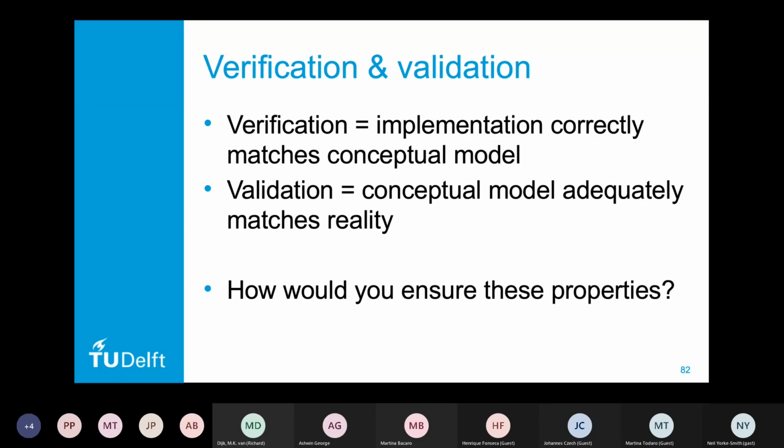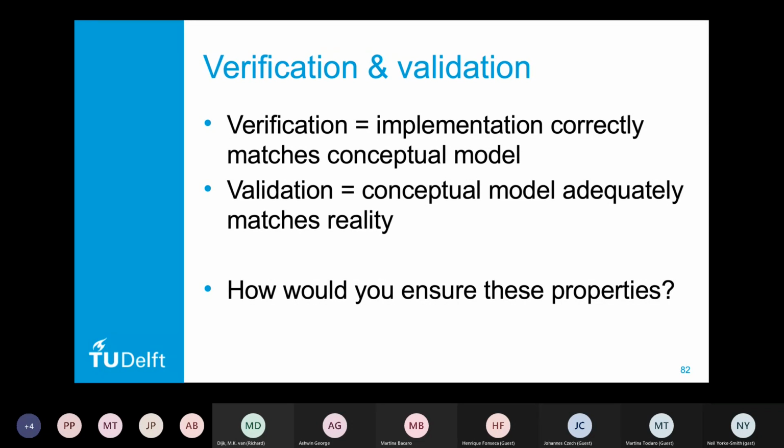So verification is I built it right. Validation is the thing I built does the right thing. They're related, but you see the difference. Of course you have to do verification first, did I build it right, before you do validation, did I build the right thing. Both are important. So my question is, we had a purpose, we built a model, and we now want verification and validation. How do we do verification of an agent-based model? How do you do validation of an agent-based model? How do we ensure these properties?